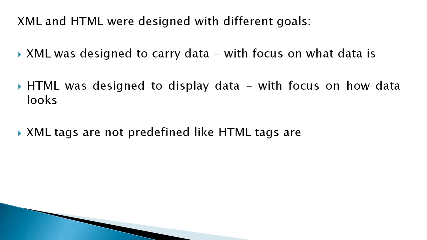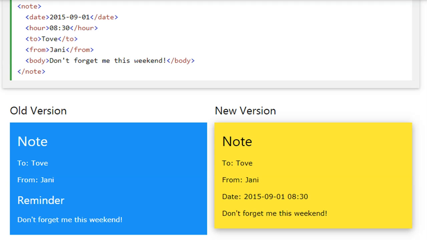So HTML is basically the look and formatting of the data, the information, while XML is not the formatting of data, but how to send the data. We have programs to send the data. And XML tags are not predefined like HTML tags. So these are the differences between HTML and XML.